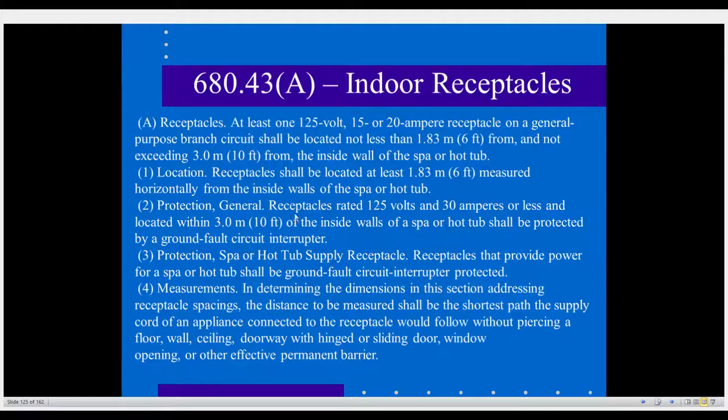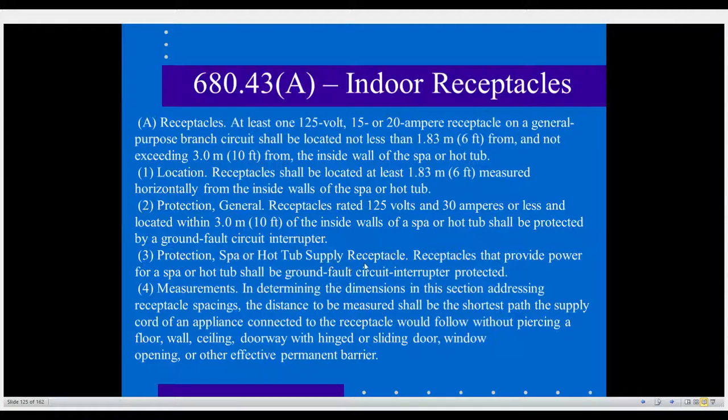The general rule here is that receptacles rated 125 volts and 30 amperes or less, which is going to cover all of these as well, located within that 10 feet of the inside wall of the spa or hot tub, shall be protected by ground fault circuit interrupter. So that's going to pretty much cover that space at 10 feet all around. 125 volt, which is actually a NEMA rating on the device, 30 amps or less are all going to be required to be GFCI protected.